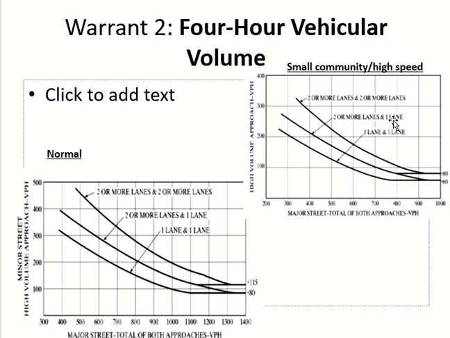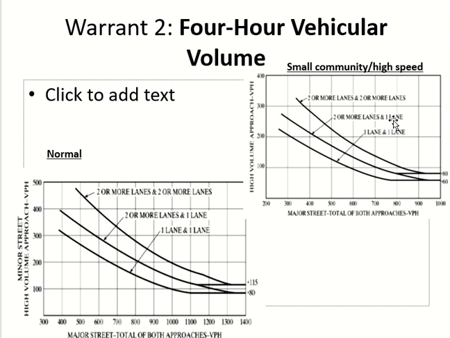Okay, the next one is for 4-hour volume. So we need to plot the points. First of all, where are we? We are in the normal zone. They did not say it's a small town or high speed road. So we are here. We have how many hours of data? 12 hours of data. We will plot the points.